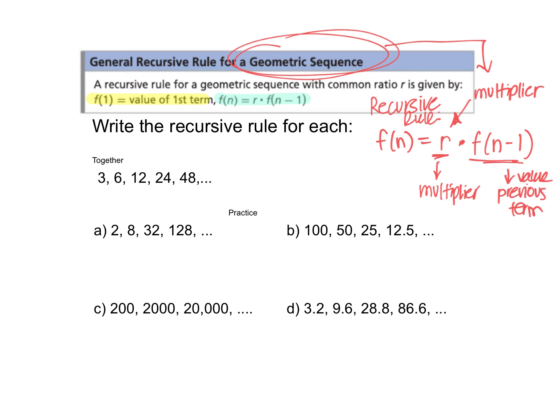Okay, so you might want to get that down real quick. All right, and then let's try one together that you might want to put in your notes. So I would go ahead and write this rule down. Okay, and I might just ask you for the recursive rule for this arithmetic sequence.